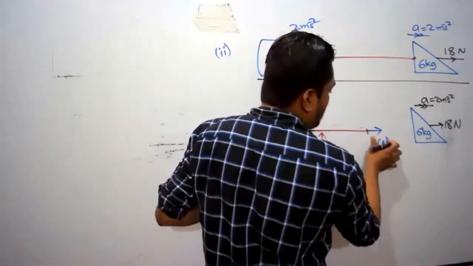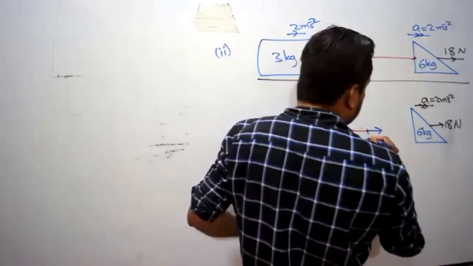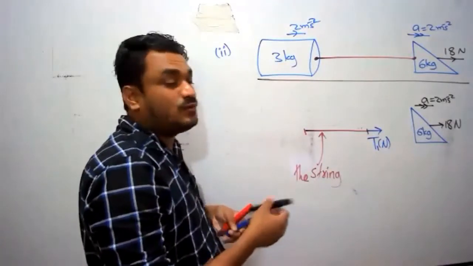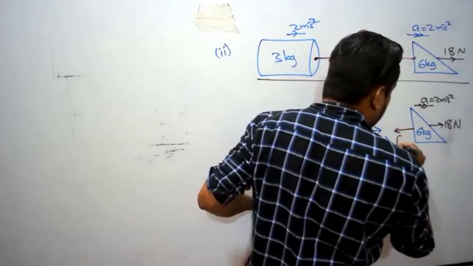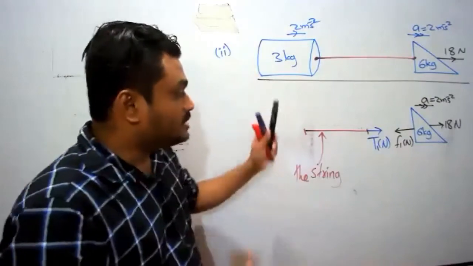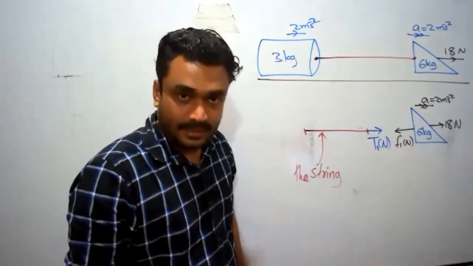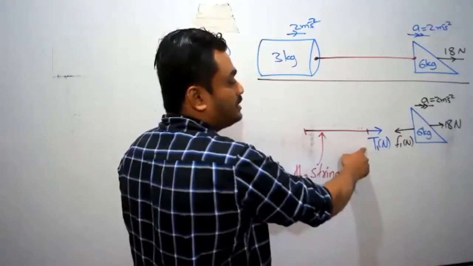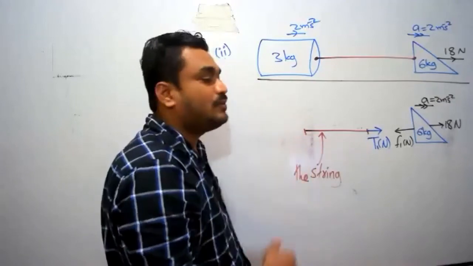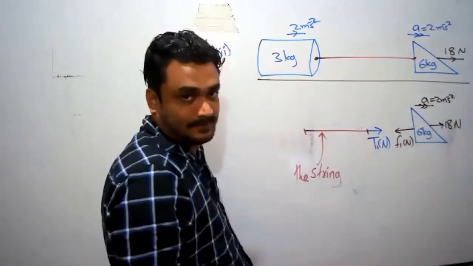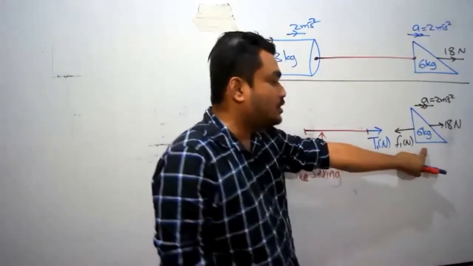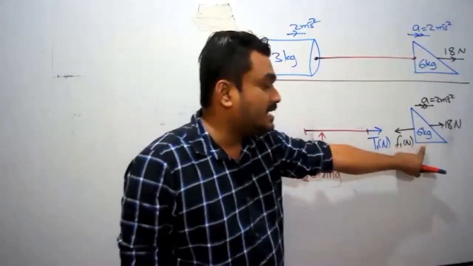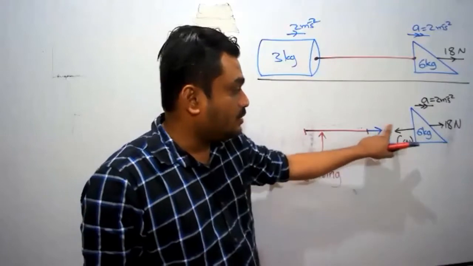So instead of using F1, let me use the letter T1. T1 is the force given by the 6 kg object to the spring. Then the spring gives an equal and opposite force, let me mark it as F1. Let me explain again. The spring and 6 kg object are connected together. Therefore, when the 6 kg object is moving in one direction, it pulls the spring by a force of T1. Because of that T1 force, the spring is moving into the right hand side. Every action has an equal and opposite reaction. Therefore, when the 6 kg object gives a force of T1, the spring should give an equal and opposite force.